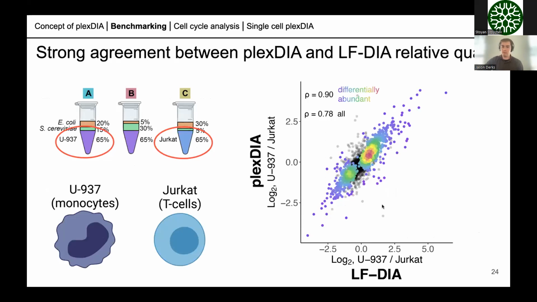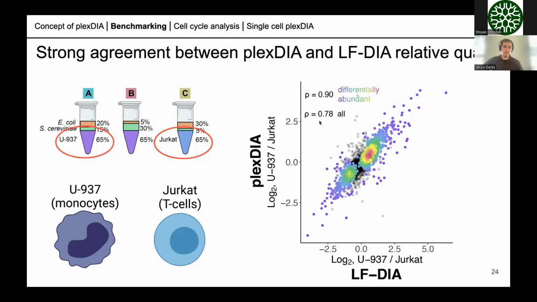Okay, and so next we wanted to... we've shown that plexDIA and label-free DIA can give accurate quantitation, but do they agree? And so we used these samples that we have. One is a monocyte cell line, U937s, and the other is the Jurkat cell line, a T cell. And so we took ratios of the proteins for these different samples, and we did this for label-free DIA. So for example, if we had a protein that was 5-fold enriched in U937s compared to Jurkats, then we would expect to see it to be 5-fold enriched for plexDIA as well.